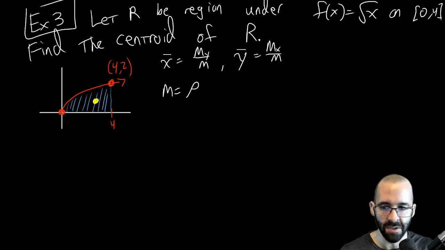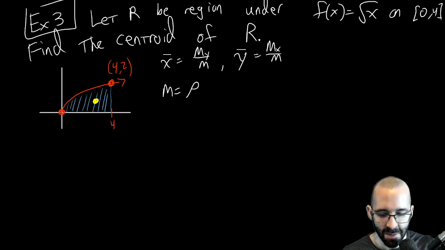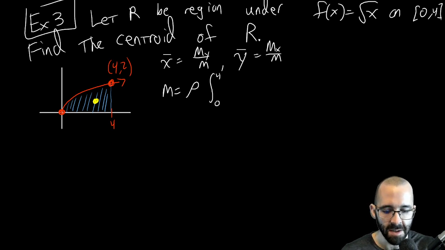M is going to be rho, which we don't know. It doesn't matter. Times the integral from a to b of the function. It's just the density times the area. We can calculate that.